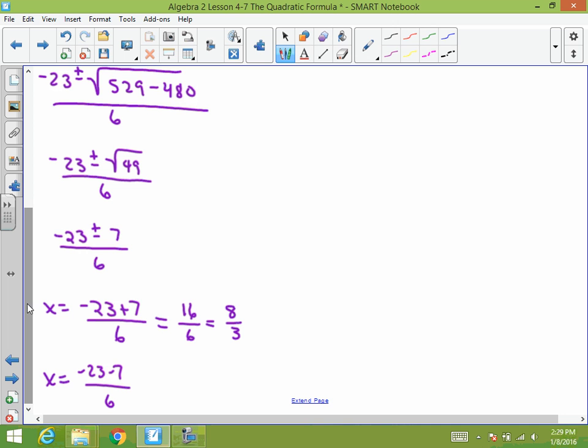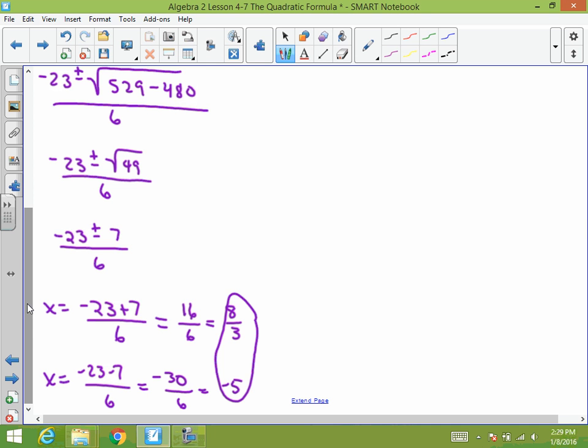And then negative 23 minus 7 is negative 30 over 6, which is negative 5. So there's your two solutions for that particular quadratic equation. You have negative 8 thirds and negative 5. And it's just a matter of plugging it in to make sure you work out all the pieces. Sometimes they end up being numbers that are pretty easy to solve. Sometimes they don't end up being rational numbers. They can end up being irrational numbers.